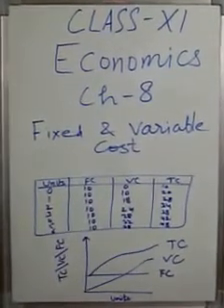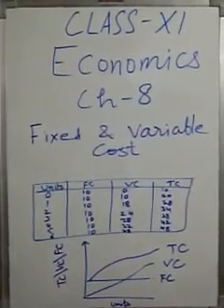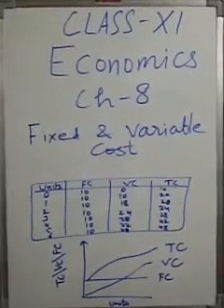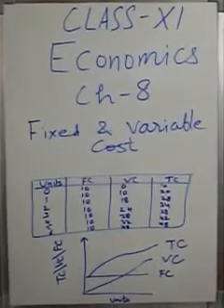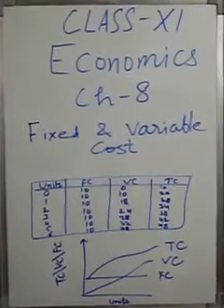Today we are going to continue the 8th chapter of class 11th Economics. The name of the chapter is Concept of Cost. In my previous lecture, we discussed explicit, implicit, social, total and other types of cost. Today our focus will be on fixed cost and variable cost.